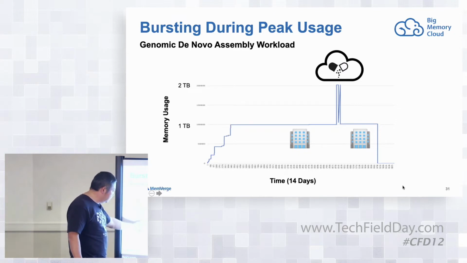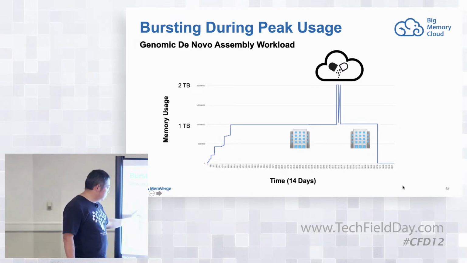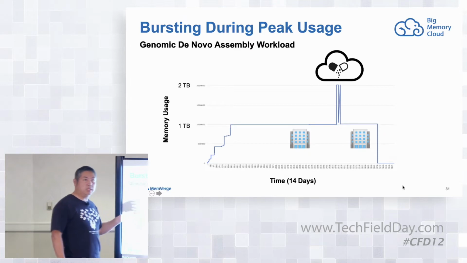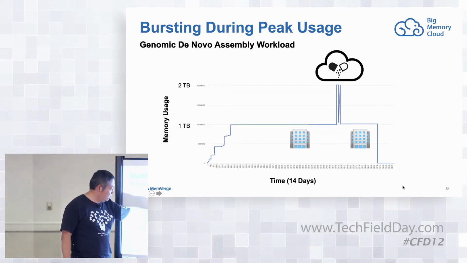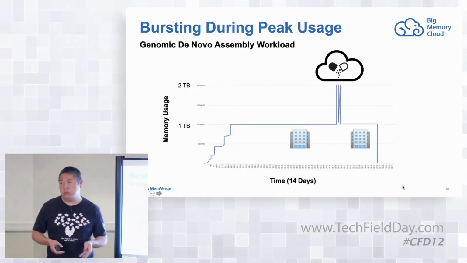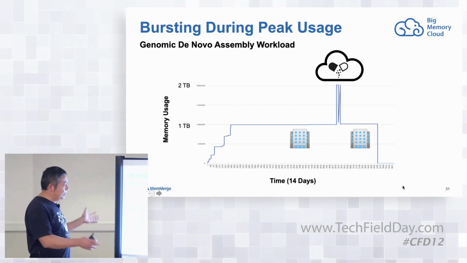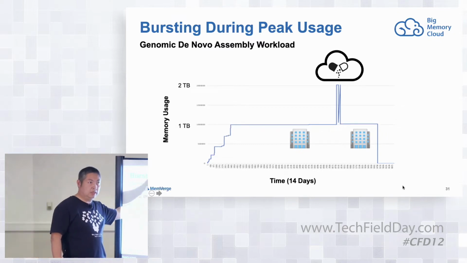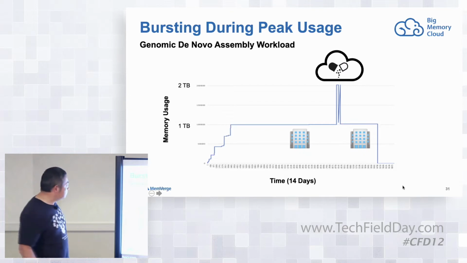You can see this is the memory consumption. It runs over 14 days. Most of the time, it's about 1 terabyte of memory usage. For a short period, it spikes up to 2 terabytes. So previously, a lot of times this analysis is not done because they don't have a machine that can support the 2 terabyte DRAM, or they couldn't find time to do it.